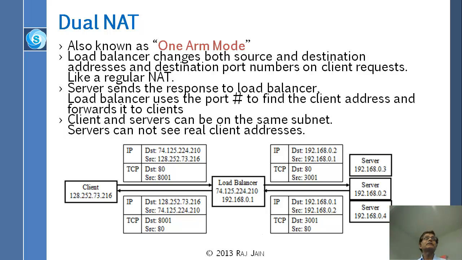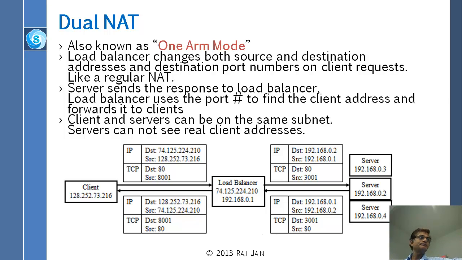There are two disadvantages of this approach. First disadvantage is that the client and server cannot be on the same subnet. You know why? Suppose this has an address 192.168.2. Then when the packet goes back, it doesn't have to come to the load balancer; it could just go directly. And there will be confusion as to what the port number is. I never sent anything on this port number 3001. So the client and server cannot be on the same subnet. So it cannot be used for internal server to server communication. It can only be used with the clients outside.